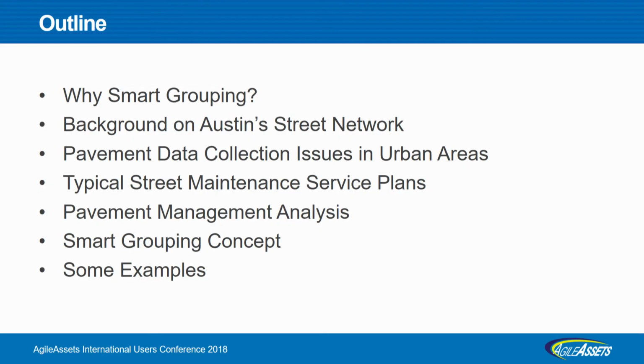Okay, so why smart grouping? We'll touch on that a little bit. I'll give you a background of the Austin street network so that you understand what our pavement system looks like. For some of you it'll be different; for some of you that manage secondary roadways, it's going to be very familiar. We're going to talk about typical street maintenance service plans for the city, which also helps you understand why we want to do the smart grouping. Then a little about our pavement management analysis that implements this process, how we get into that smart grouping, and then a few examples.